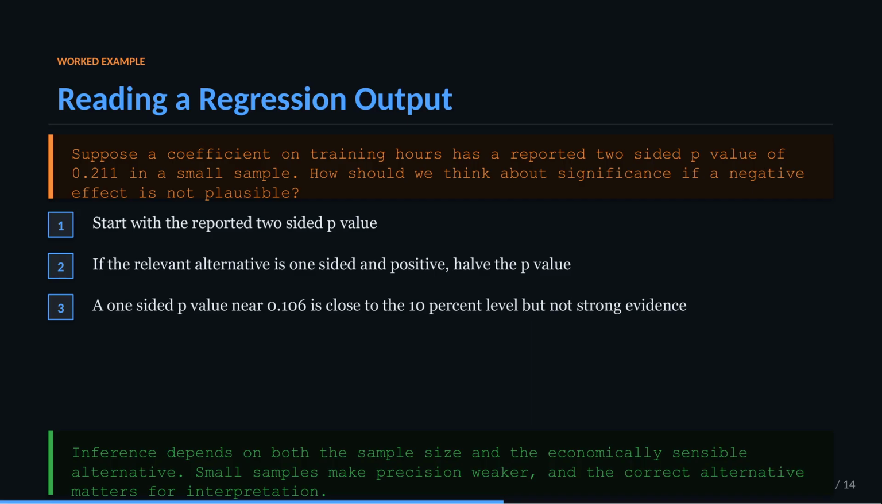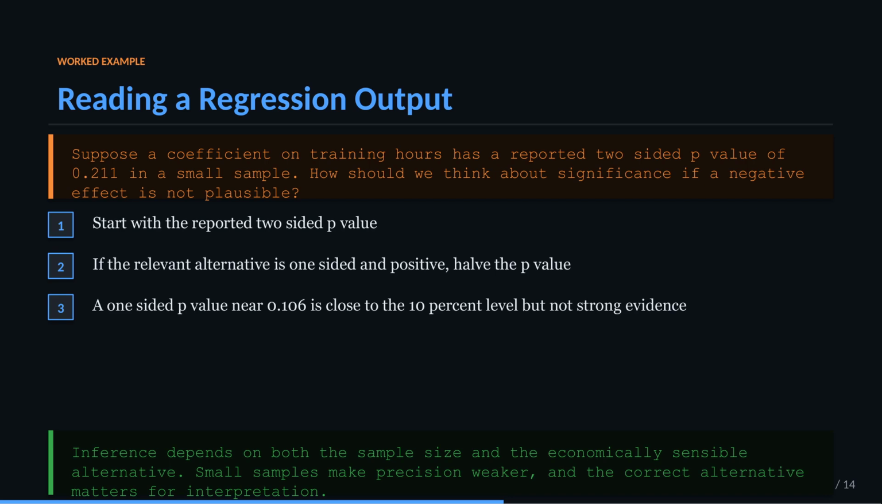In that case, the one-sided p-value is roughly half of the two-sided number, or about 0.106. That is much closer to the 10% level, though still not strong evidence by conventional standards. The lesson is not that we should manipulate the test after seeing the result. The lesson is that the alternative hypothesis should match the economic question before we interpret the output.